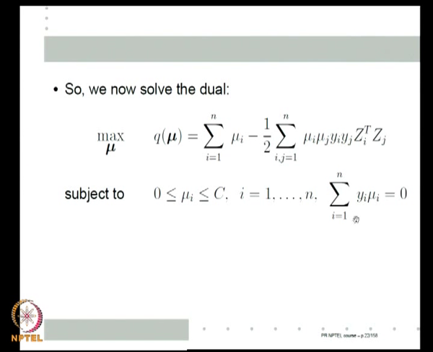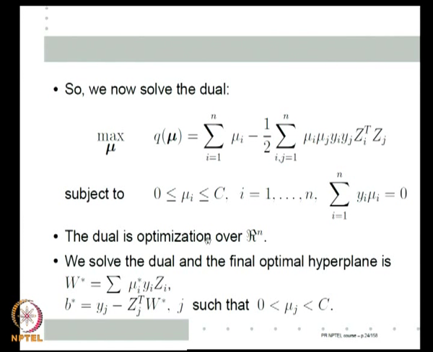Basically, if I calculate all the Z_i equal to phi of x_i from my given training set, I just have to replace x_i transpose x_j by Z_i transpose Z_j. Once I solve this, I can find my optimal W in R^m prime. W star is the sum of mu_i star y_i Z_i, and B star is this.